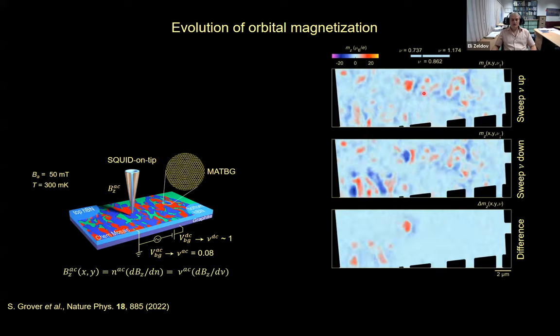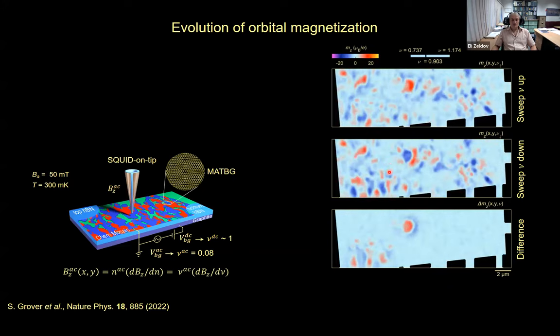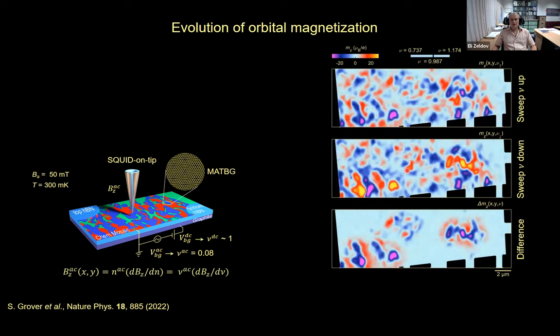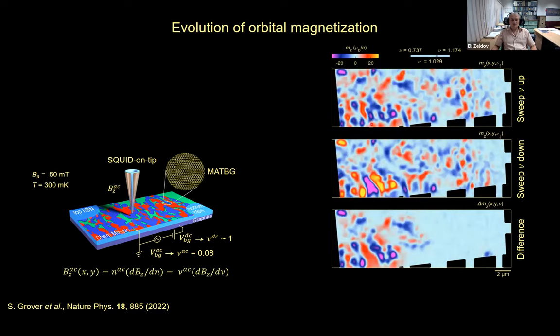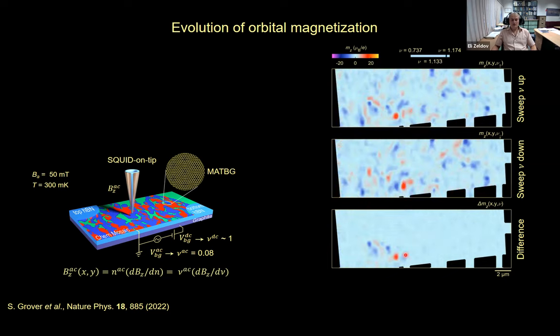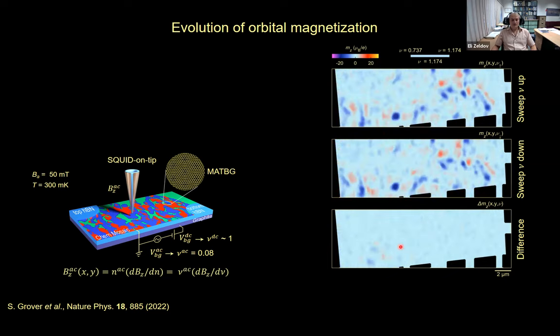You see that the magnetization grows, but also there are quite a lot of blue patches appearing. And overall, the magnetization grows, and so does the hysteresis. And now we're at filling factor one, where we reach maximum magnetization. And if we continue to increasing the filling factor, both the reversible and irreversible magnetization decrease.